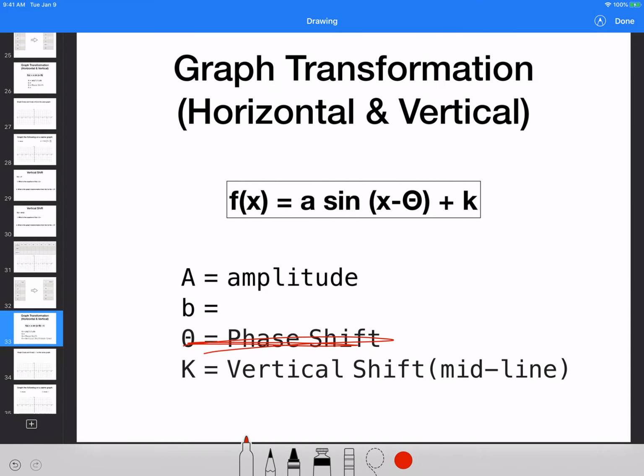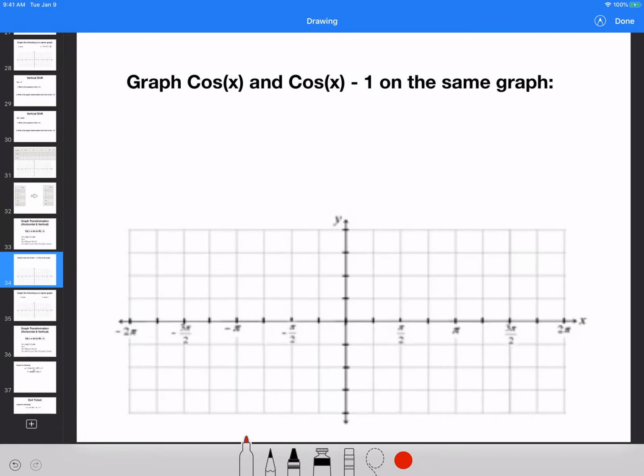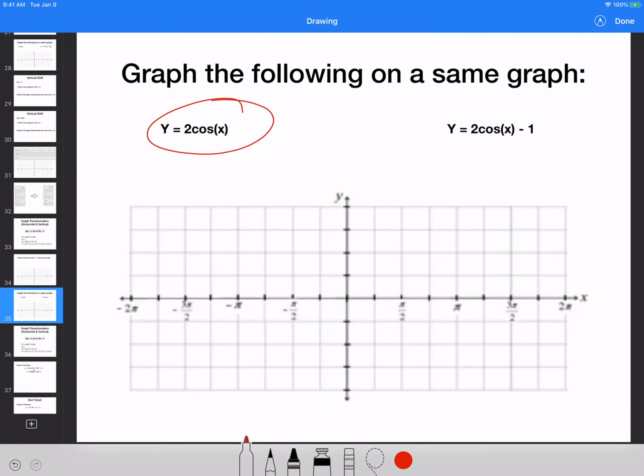So forget about the phase shift. We'll be talking about that next time. I'm going to add the components: amplitude A times the trigonometric function of x, plus k at the end, which represents the midline or the vertical shift. Let's take a look at a couple of examples here where I give you 2 cosine of x and 2 cosine of x minus 1. Now that is dealing with both amplitude and the vertical shift.